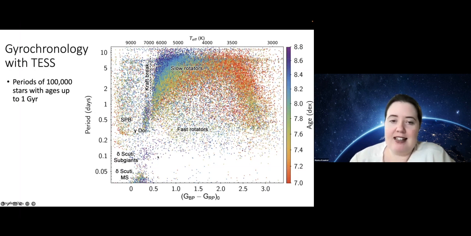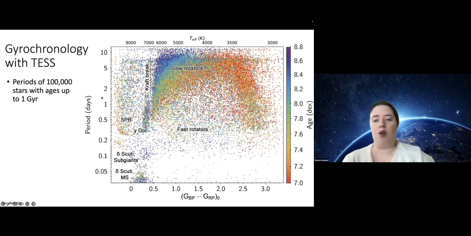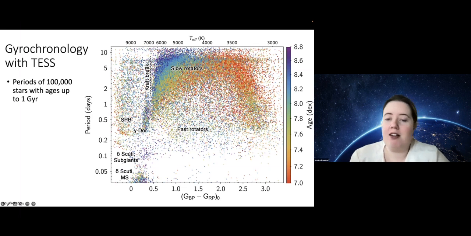So here is a plot of temperature versus dominant period of various stars, color-coded by their age. And there are a lot of different features in this diagram, so let's go through them one by one. The first thing I wanted to focus on is this gap right over here. There are a lot of stars on this side of the diagram, some stars on this side of the diagram, but nothing really in this gap.